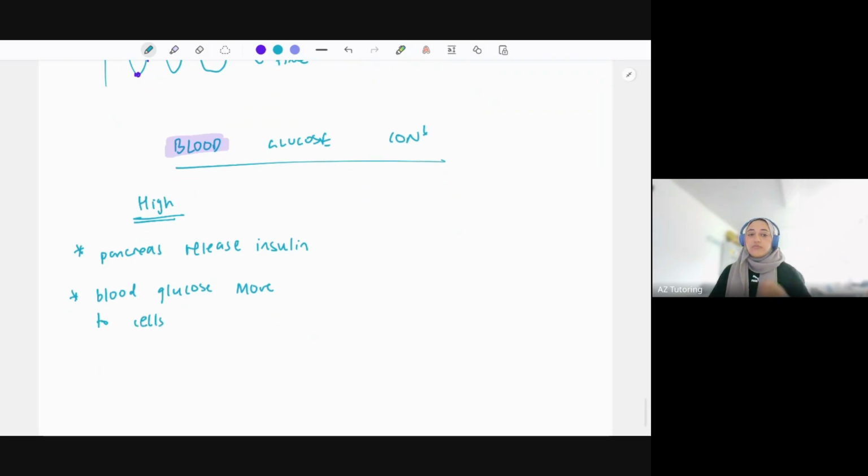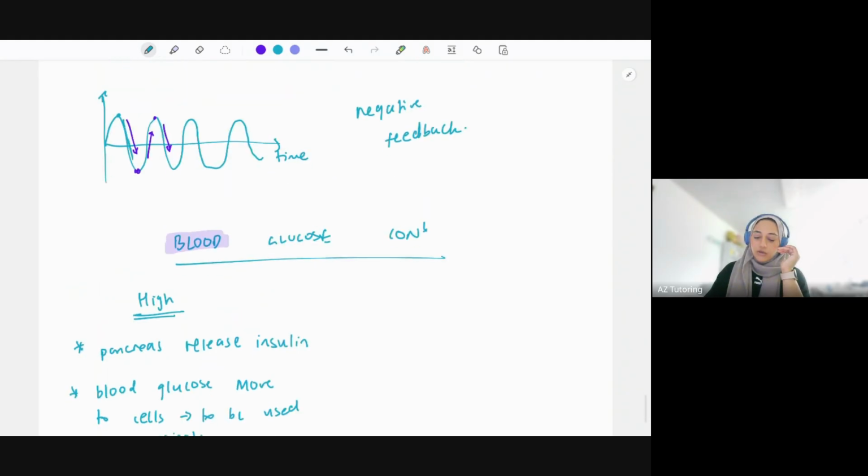And the reason why it's moving to the cells is to be used for respiration. So that's what the insulin is telling your body to do. So it's saying that glucose that's in the blood, move it to the cells and go use it for respiration, because then that means you're going to lower your blood glucose concentration.